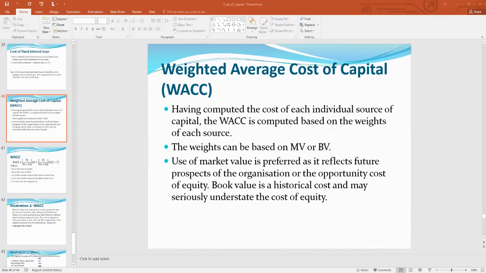You see that it's better to use the market weights, because you do not want to underestimate the contribution of the cost of equity towards the entire company cost of capital. At the same time, you want to reflect the current status. If you use the book value, you'll be reflecting the book state of the company, which for equity is the value at the time of issue, which could be many years ago. So you prefer market weights as opposed to book weights.